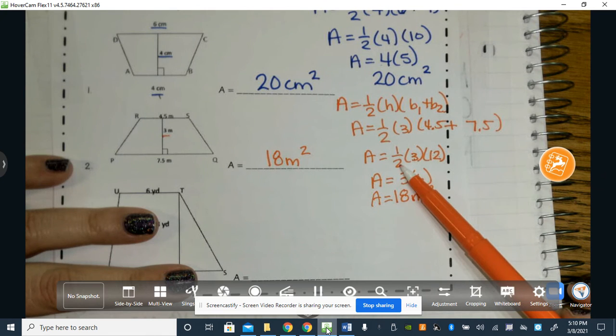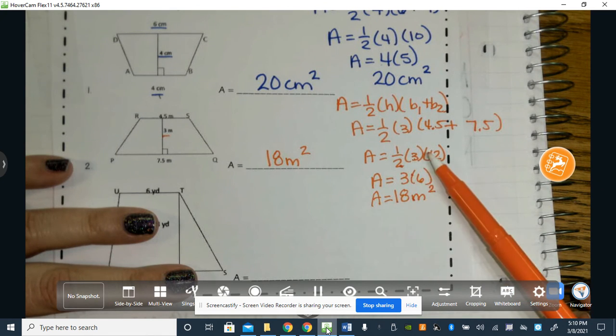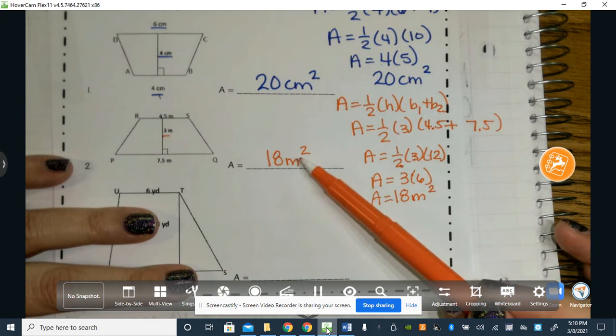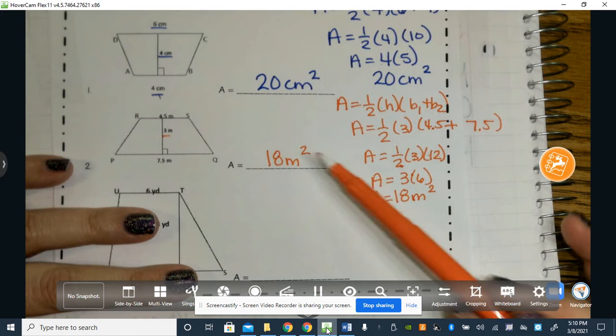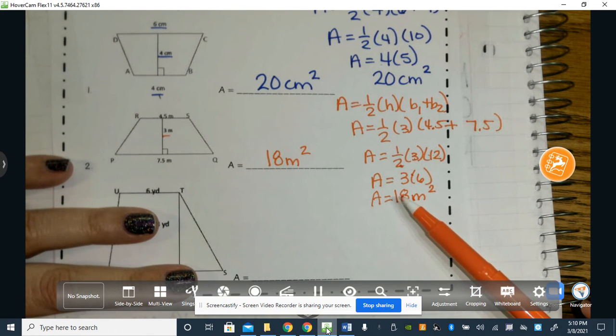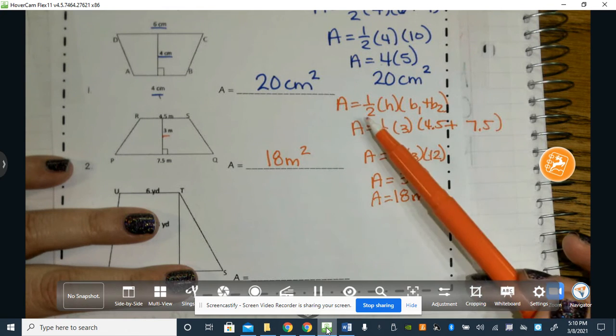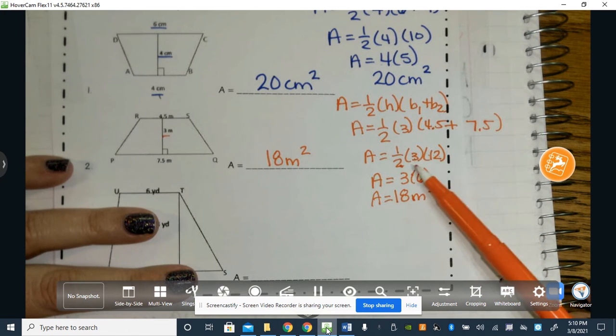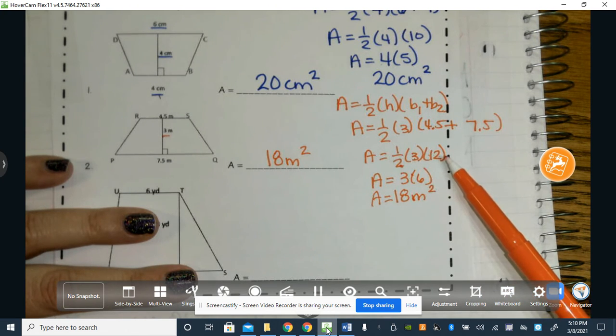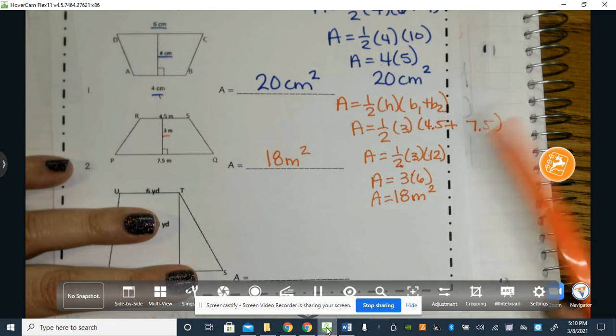Or half of 3 is 1.5. 1.5 times 12. Well, 12 times 1 is 12, half of 12 is 6, and 12 plus 6 gives me 18. So I solved it 3 ways, and I'm still getting 18. I want you to pay close attention to that: there are different ways you could have done the math because of the commutative property, and I'm still getting the same answer.